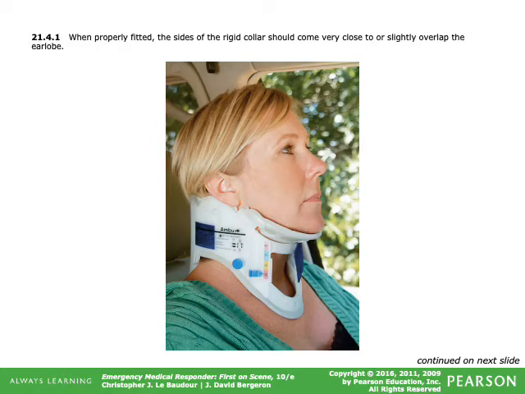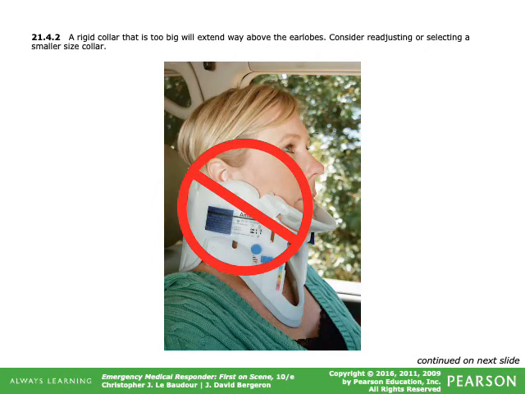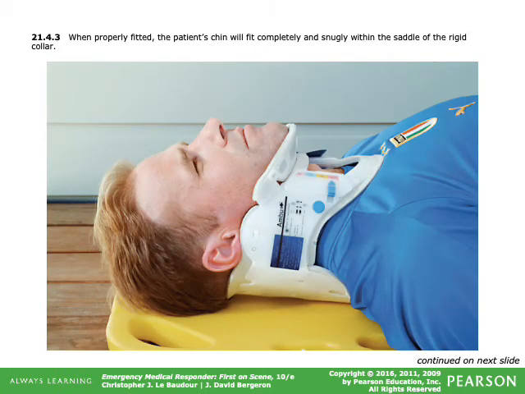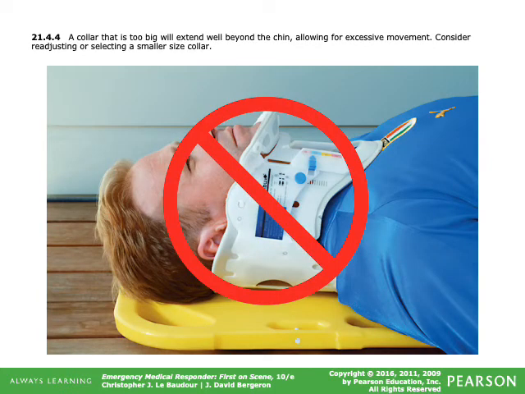Alright, when it's properly fitted, the size of the rigid collar should come very close or slightly overlap the earlobe. This is incorrect placement. It's not adjusted appropriately. When it's properly fitted, the patient's chin will fit completely and snugly within the saddle of the rigid collar. In this one, the chin is not fitted appropriately.